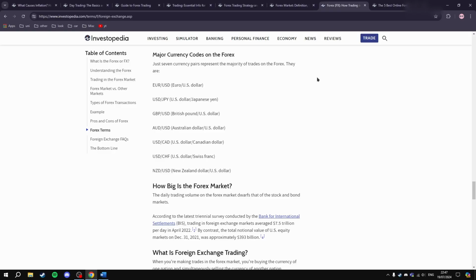Major currency codes on the Forex. Just 7 currency pairs represent the majority of trades on the Forex. They are Euro USD, USD JPY, GBP USD, AUD USD, USD CAD, USD CHF, NZD USD. So I think these are the 7 most popular pairs that make up, I think they said, 75% of all Forex trading activities.